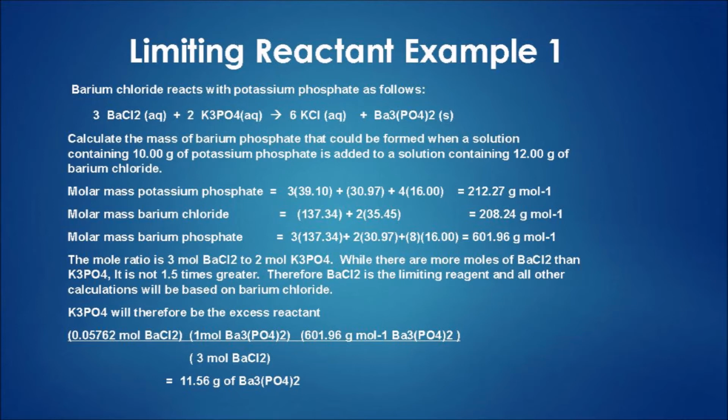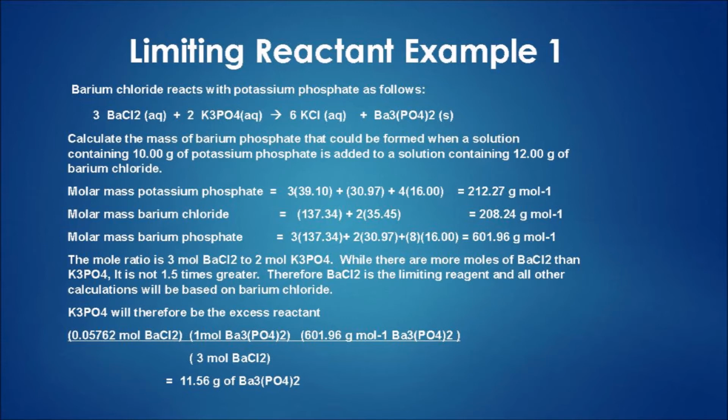We're going to go ahead and take the molar mass of each of these compounds. So the molar mass of potassium phosphate is going to be equal to 212.27 grams per mole. The molar mass of barium chloride is 208.24 grams per mole. And the molar mass of barium phosphate is 601.96 grams per mole.